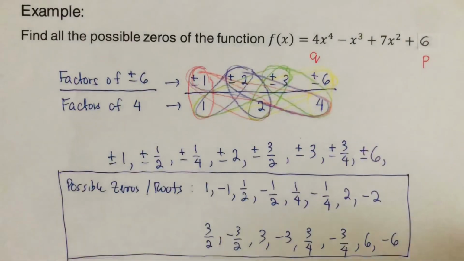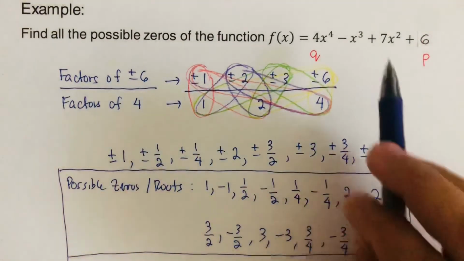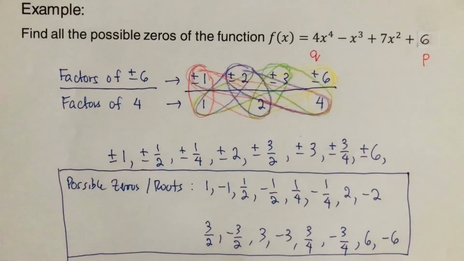Okay, so these are the possible zeros of this function right there. Did you get the same answers as this?